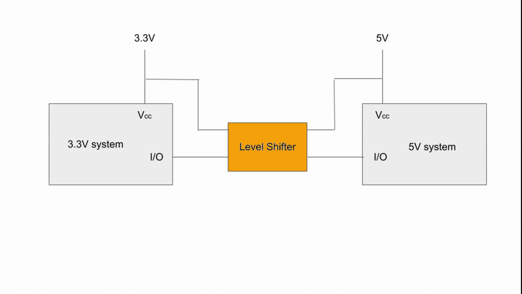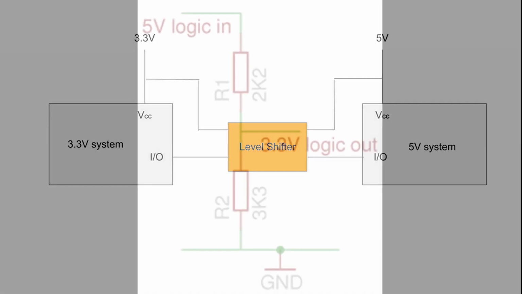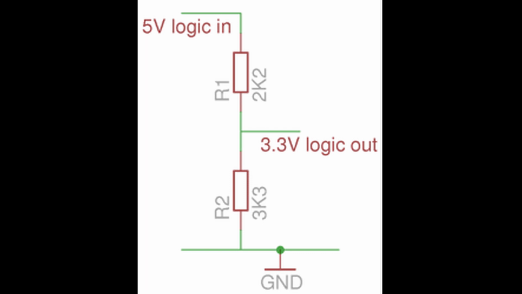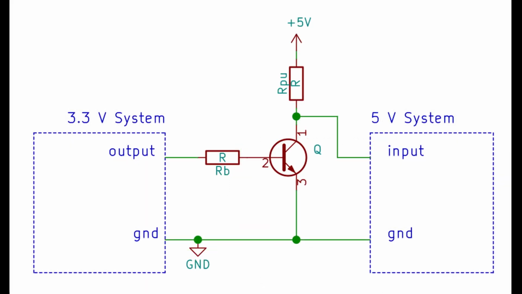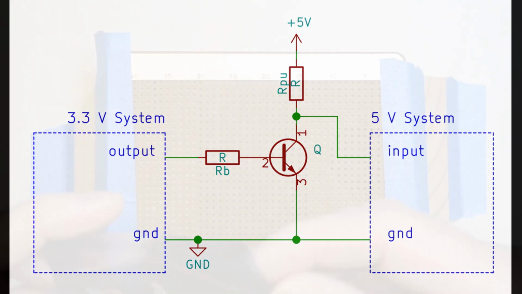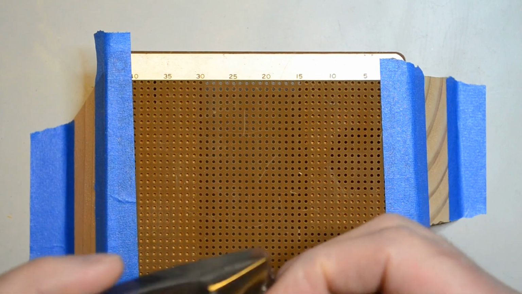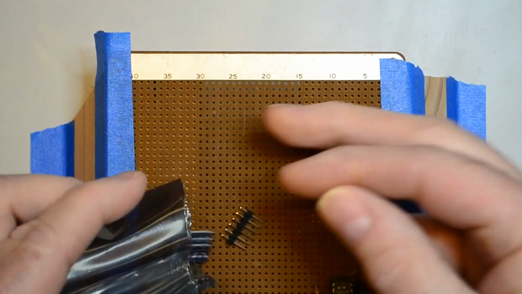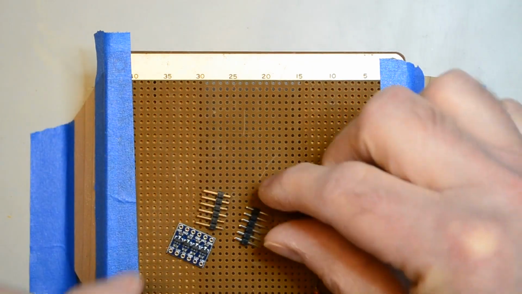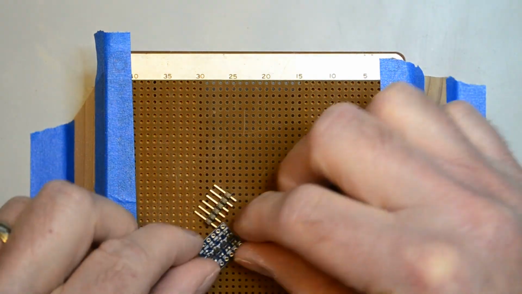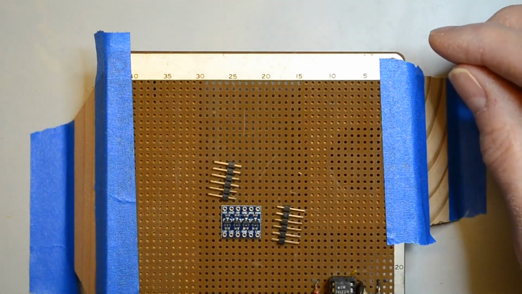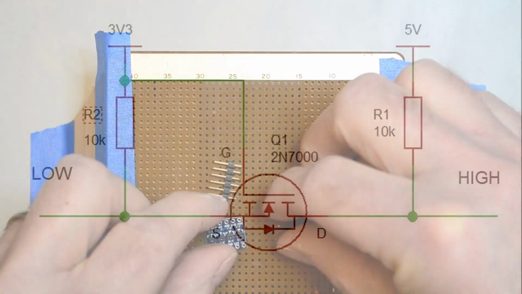Level shifters can either be unidirectional or bidirectional. A pair of resistors can be used to drop 5 volts to 3.3 volts. And a bipolar transistor can be used to convert from 3.3 to 5 volts. However, today we're going to examine a bidirectional solution, an N-channel MOSFET. You can buy small boards from Amazon or eBay for less than $1, and they contain 4 bidirectional level shifters.